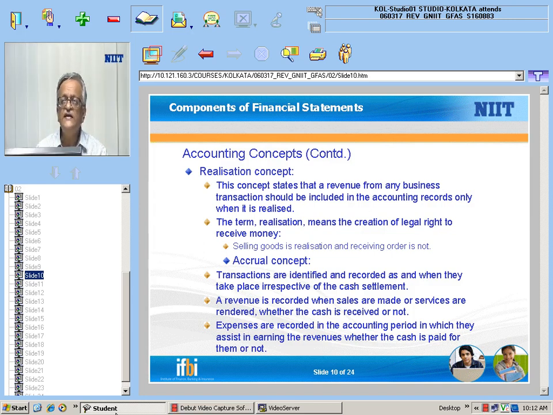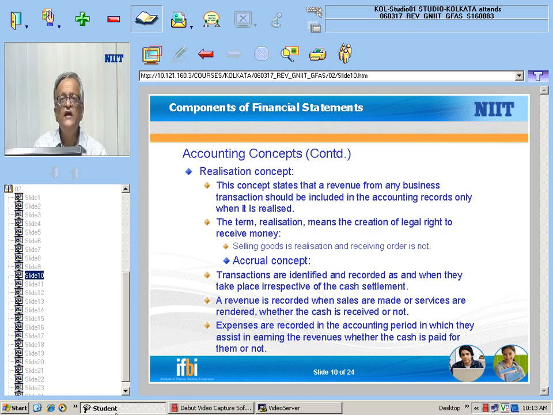So transactions are identified and recorded as and when they take place, irrespective of the cash settlement. This is the important phrase: irrespective of the cash settlement. This is the important sentence. Whether cash comes or not, you have to account for the revenue and expenses as and when they have fallen due.